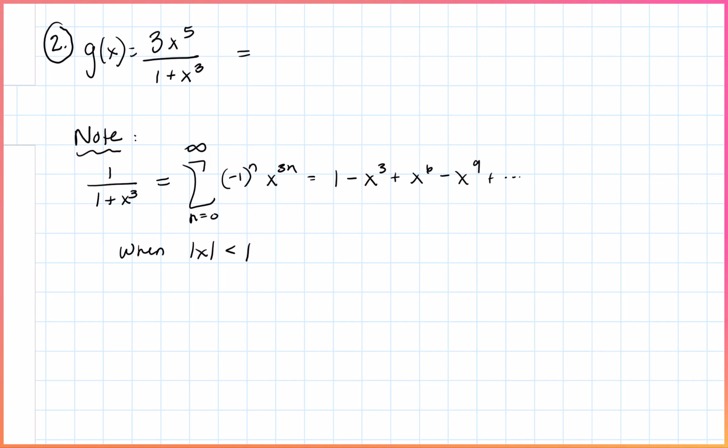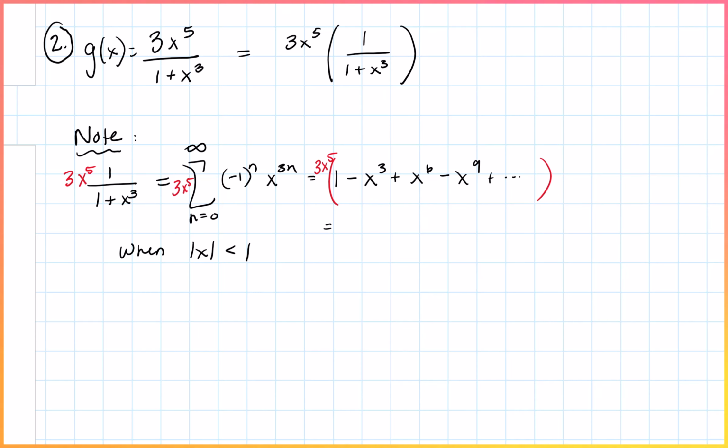Now, notice what we're doing here. We're taking that function and we're multiplying it by 3x to the 5th. So we're taking this function right here and we're multiplying by 3x to the 5th, and we're taking this polynomial and we're multiplying it by 3x to the 5th. That's the only difference here. That's what we're doing. And when we do that, notice what happens.